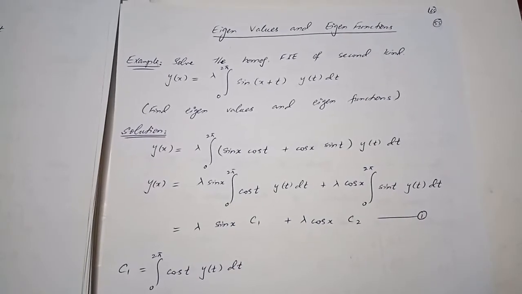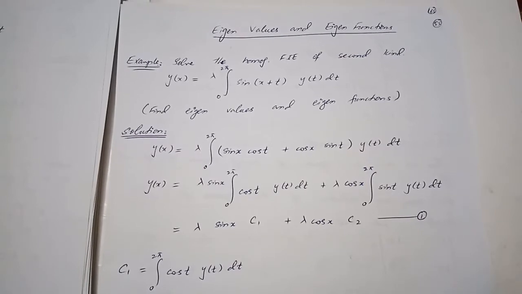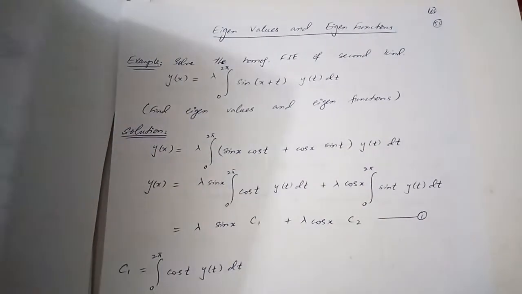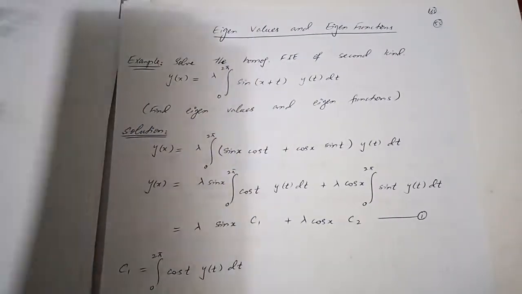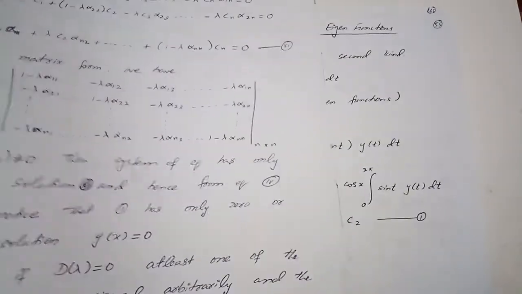Finding eigenvalues and eigenfunctions from the given Fredholm integral equation of the second kind. Before doing that example, let me tell you what we did last time. We did, in chapter number 3, all about solving the integral equation having a separable or degenerate kernel.